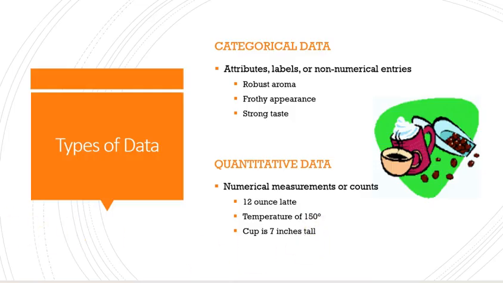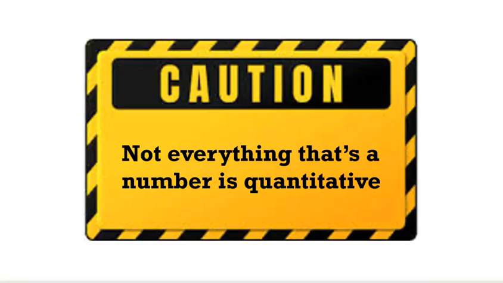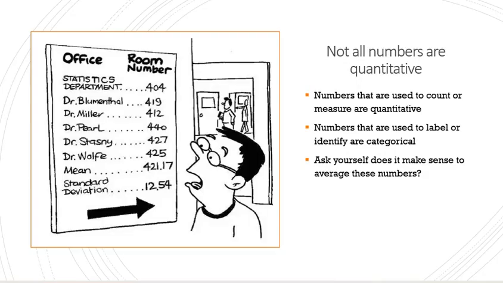Now, we want to be very careful here. Not everything that's a number is automatically quantitative. All right, not all numbers are quantitative. Numbers that are used to count or measure things, those are quantitative. But we also use numbers sometimes to label or identify things, and those data would be categorical.